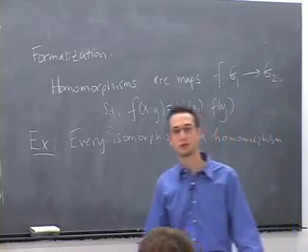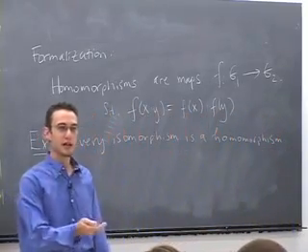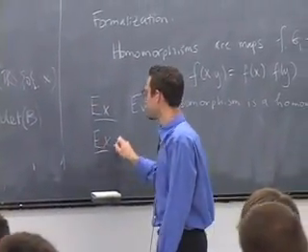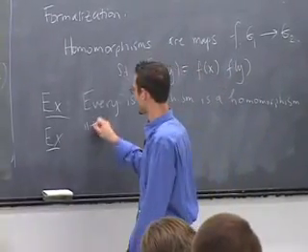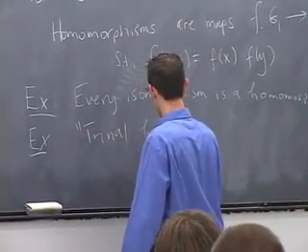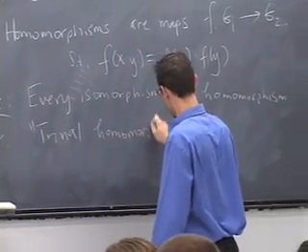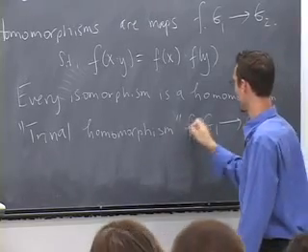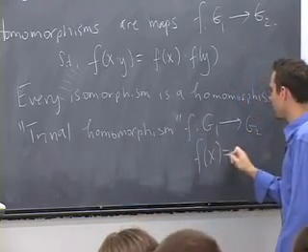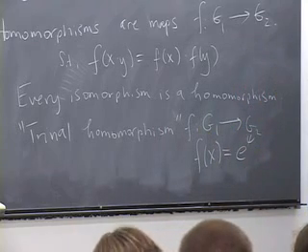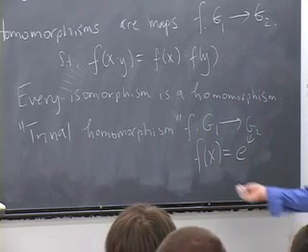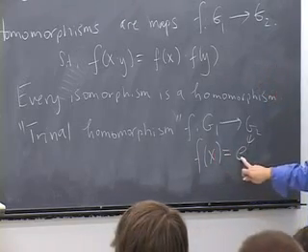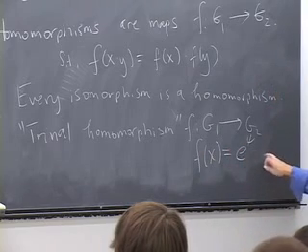Suppose I have a pair of groups, G1, G2. Is there necessarily a homomorphism between them? So there's always a trivial homomorphism between any two groups, defined by just taking f of x to the identity element of G2. That certainly preserves the group structure because f of x times y is automatically E, and that's the same thing as f of x times f of y because both of those are E.